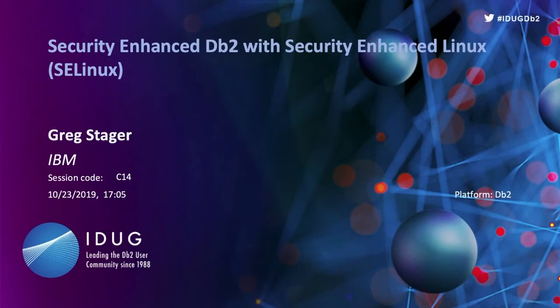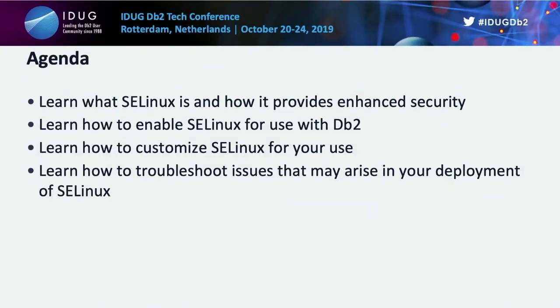So today we're going to talk about security enhanced Db2 with security enhanced Linux. So that's SELinux. We're going to find out what is it, okay? Why would you want to use it? What benefit does it provide? How to enable its use with Db2? How to customize its use for you? Something you're really going to have to do, and then troubleshoot issues that I can guarantee that you'll have. Okay, unfortunately, not with Db2, with SELinux. But there's ways of easily getting around them, so we're going to talk about that.